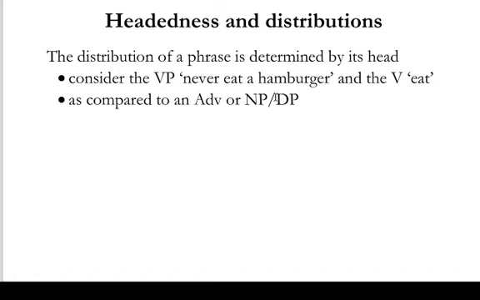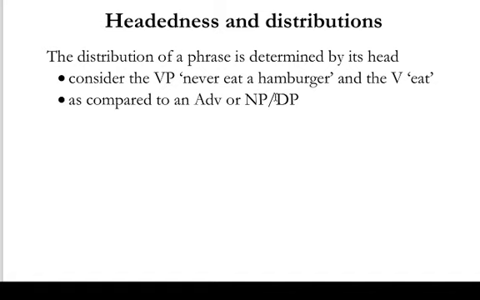Let's take a look here at the verb phrase never eat a hamburger and at the head verb eat. Right? And let's compare. So never eat a hamburger here has this word never, which I'm going to refer to as an adverb, although you could probably argue about that one way or another. It doesn't really matter for our purposes, whatever the category of never is. And it also has a noun phrase, or if you've taken syntax, you might want to call this a determiner phrase. Again, doesn't really matter, whatever the category of a hamburger is.